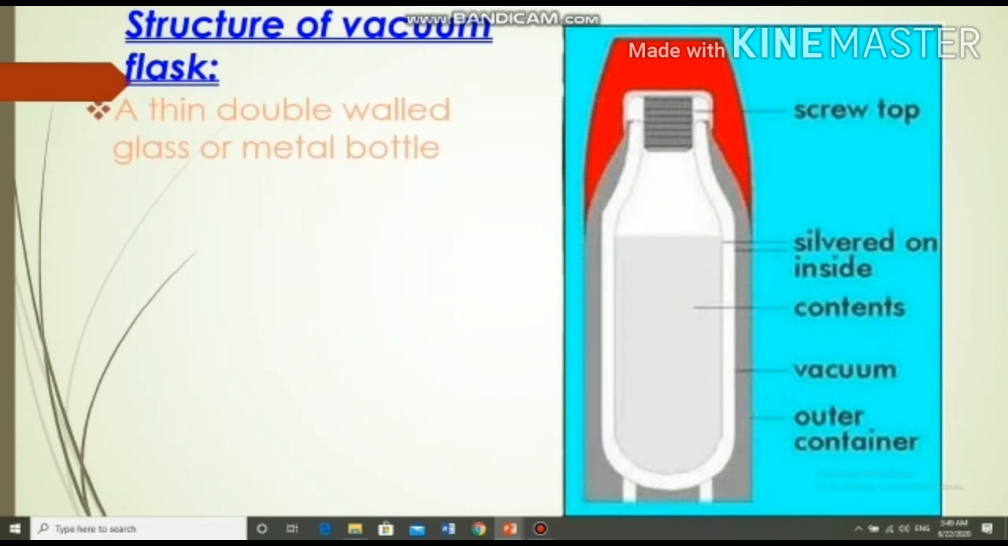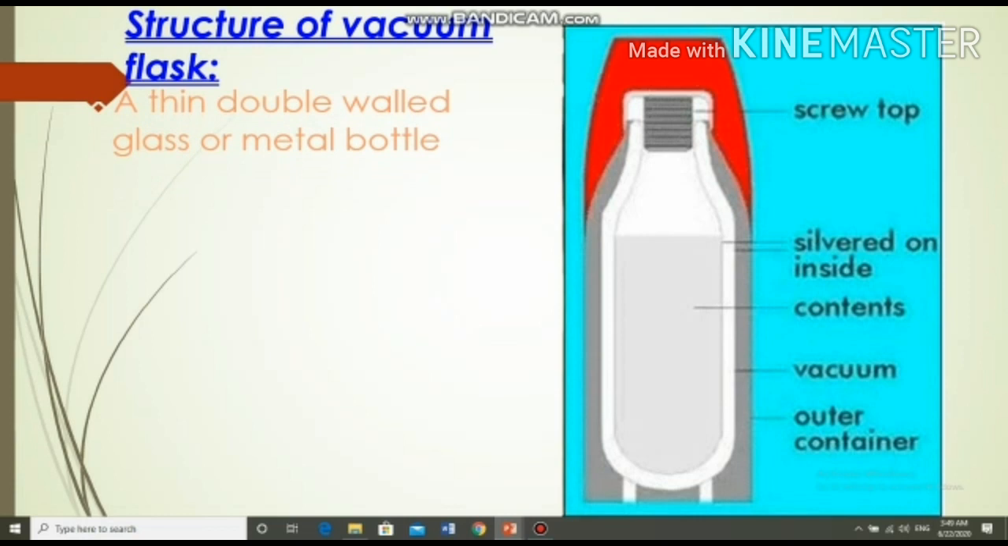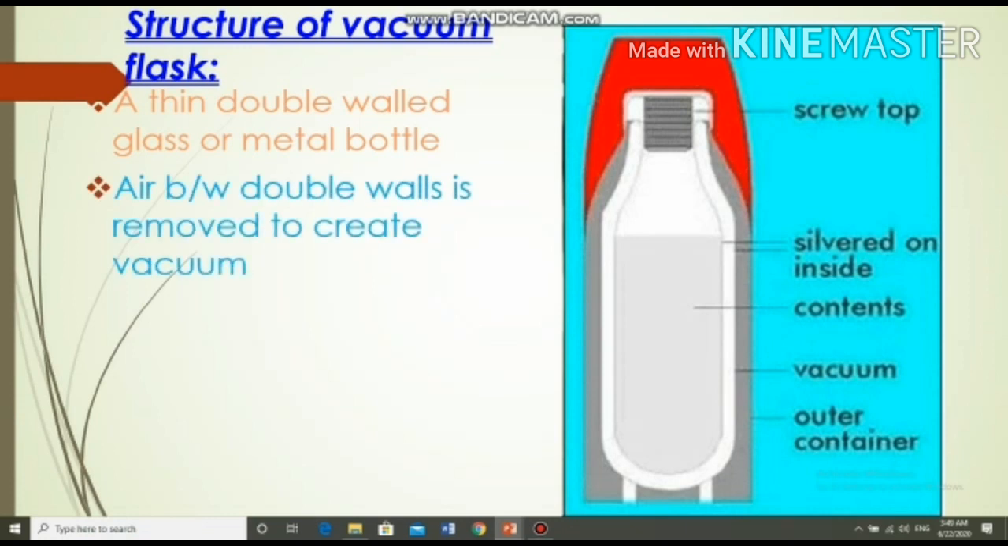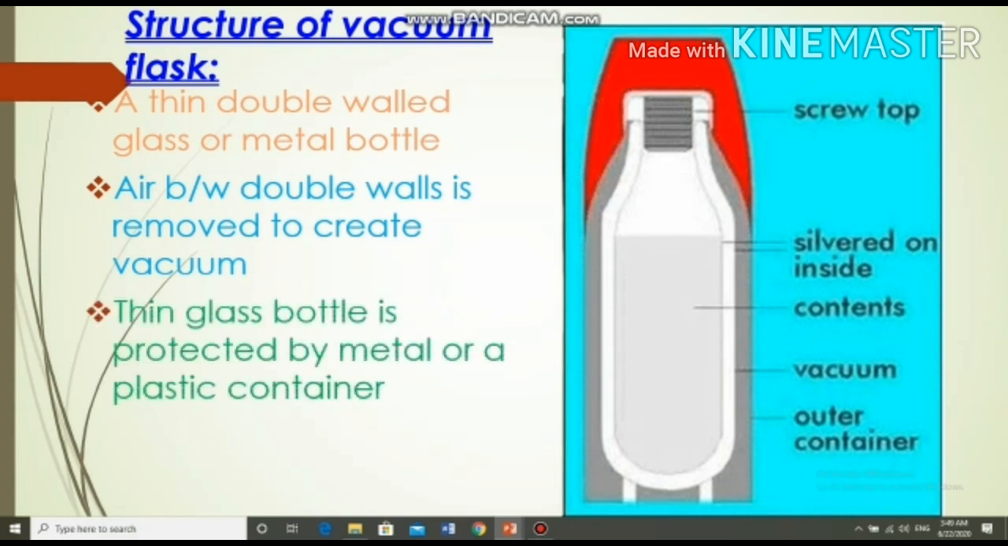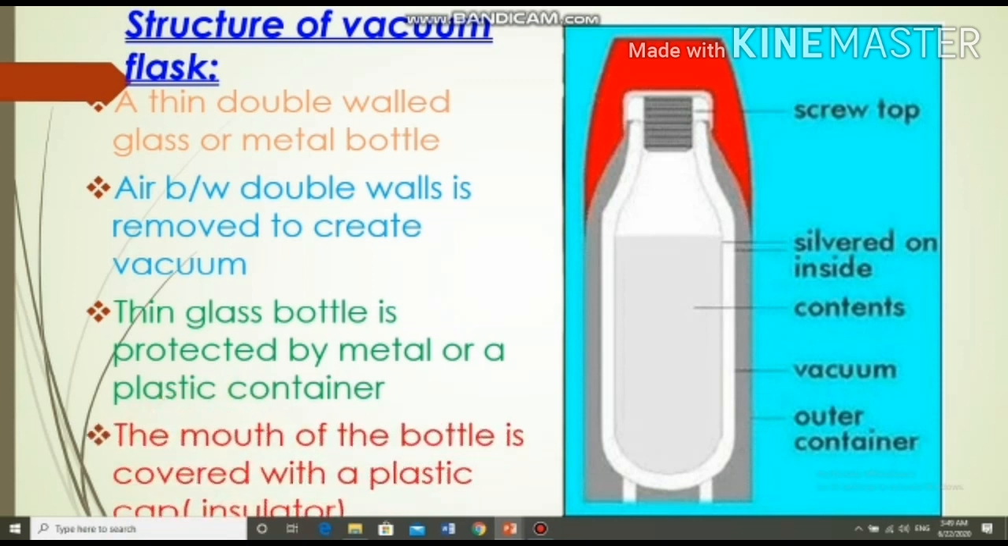You can easily observe that on the inner side a thin double-walled glass or metal bottle is present. This is the double-walled bottle. Air between this double wall is removed to create the vacuum. This thin glass bottle is protected by a metal or a plastic container of different colors. The last thing is that the mouth of the bottle is covered with a plastic cap which is made up of insulator. So this is the basic internal structure of the vacuum flask.